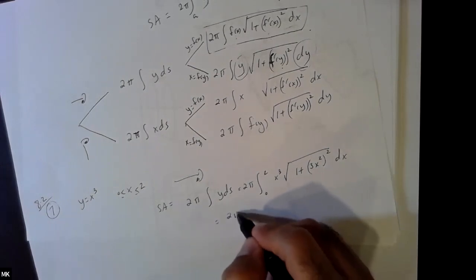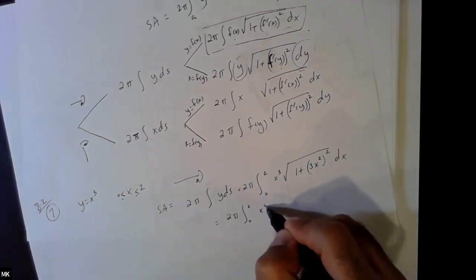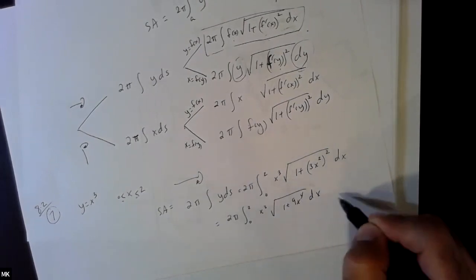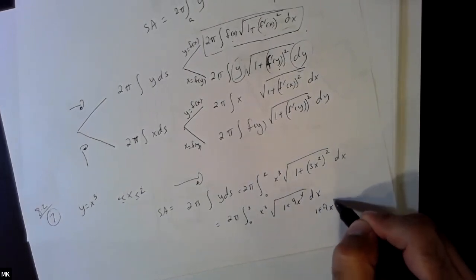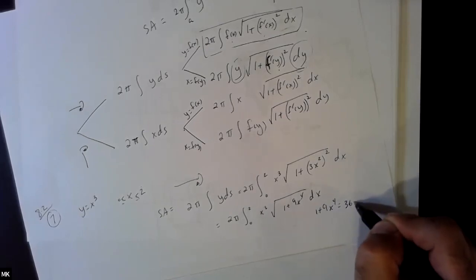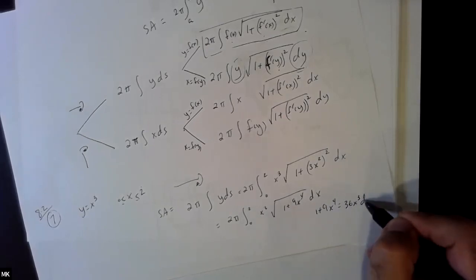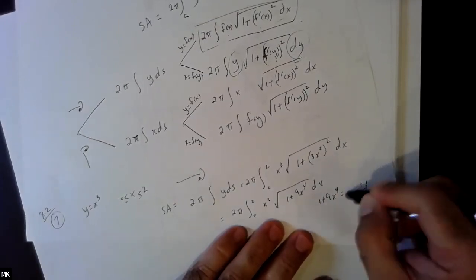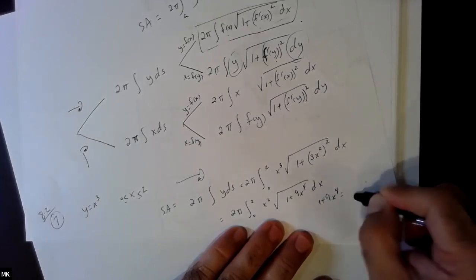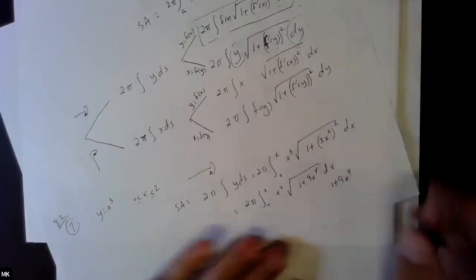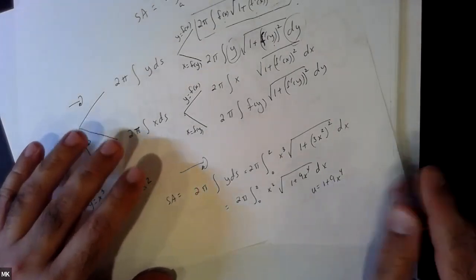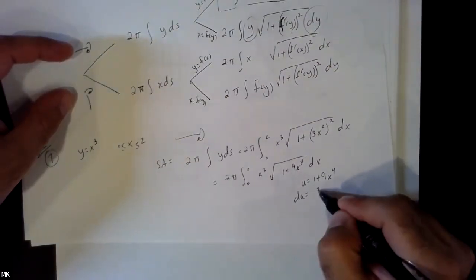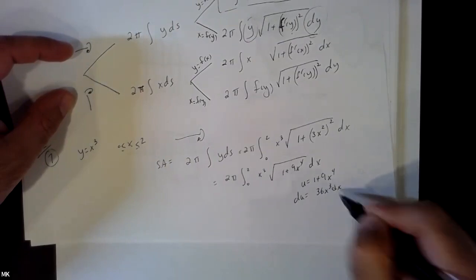So it's going to be 2 pi, integral from 0 to 2, x cubed, square root of 1 plus 9x to the 4th, dx. And let u equal 1 plus 9x to the 4th. Sorry, I don't know what I wrote there. It's u is equal to that, my apologies, and then du is equal to 36x cubed dx.